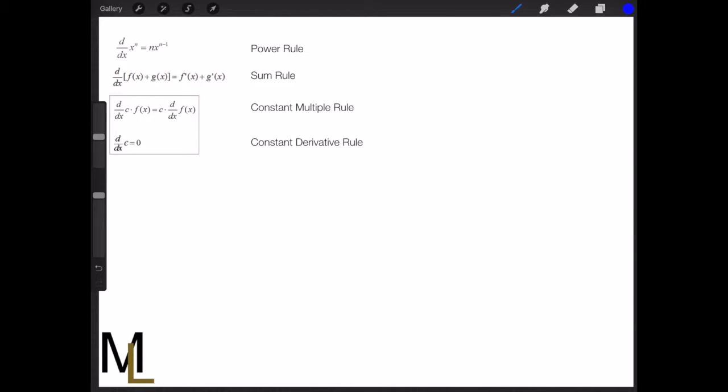Okay, so after going over the power rule and the summation rule, there are two other rules we need to cover before we can do any polynomial derivative through the shortcut method. And these are simpler rules. So the first is the constant multiple rule, which basically states that anytime you have some constant times a function and you're taking its derivative, the derivative of the function alone can be taken, and the c can be multiplied after the derivative is taken.